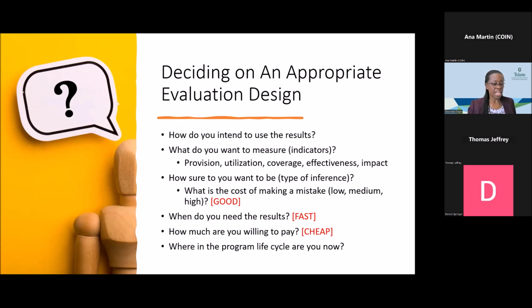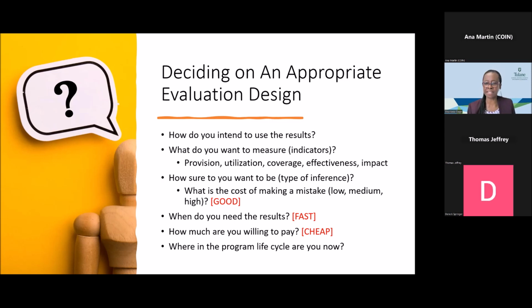Another way is to think about the 6 fundamental questions. The first is, how do you intend to use the results? The second question, what do you want to measure? Do you want to measure provision? Do you want to measure utilization? Do you want to measure service coverage, effectiveness, or impact? The third question, which is very important, is how sure do you want to be? Sometimes it's referred to as a type of inference. And the way of thinking about it is, what's the cost of making a mistake? I call this good because we'll come to this term later on.